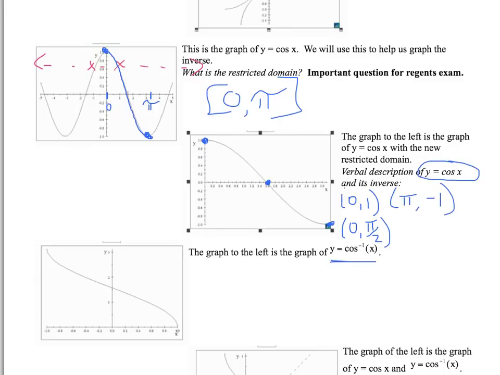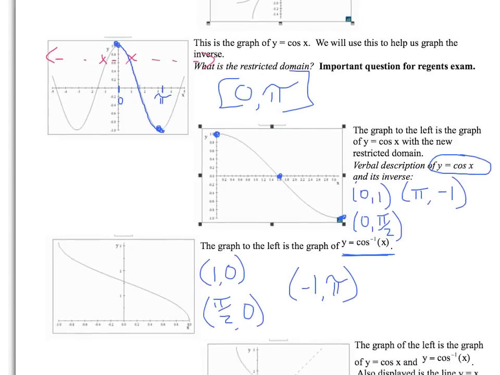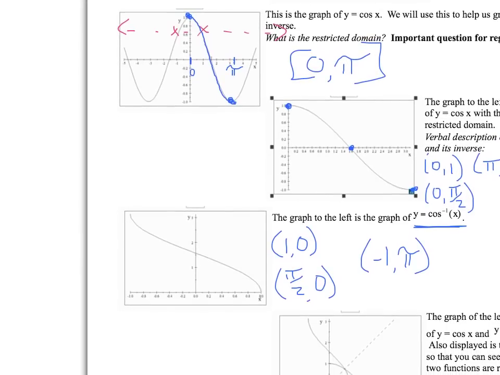To get the inverse, you flip the points. So we graph the point 1, 0, pi over 2, 0, and -1, pi. If I look at my picture on the left-hand side here, that's exactly what I did. Okay, I graphed the point 1, 0, which is right here. Pi over 2, oops.